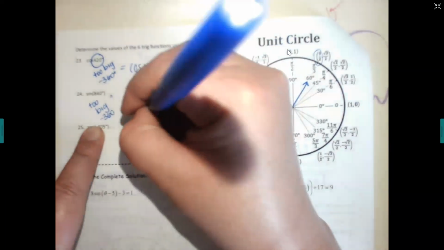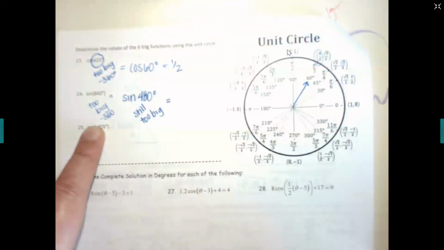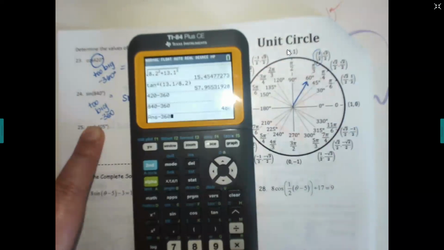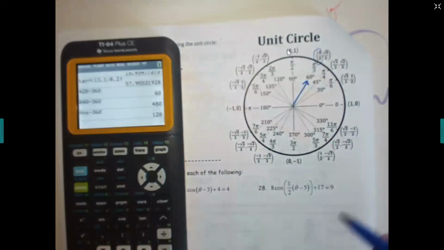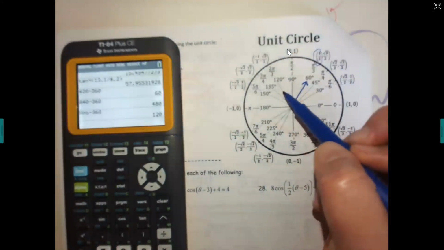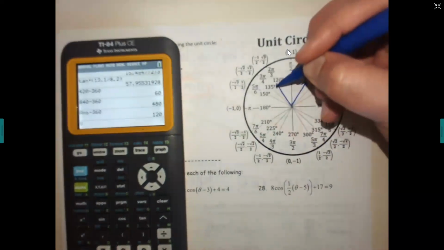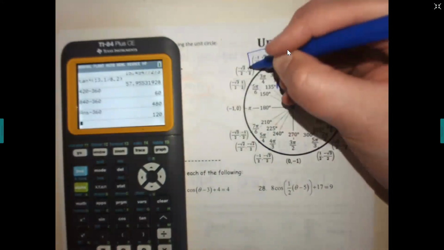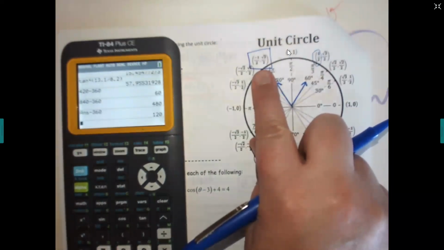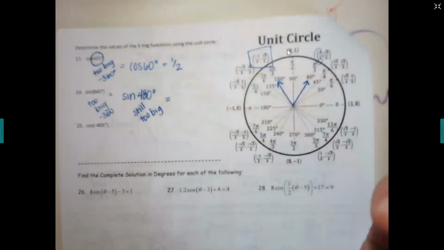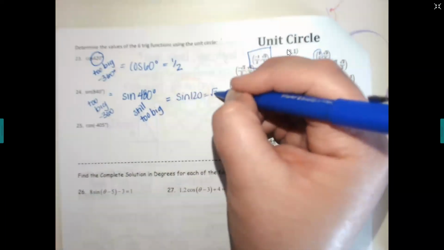Then remember, you can just minus 360 off again. So 480 minus 360 again gets me 120, and now I'm within my range on my circle that I can find that. So 120 is here. Okay, 120 is this one. Then remember, cosine's the x, sine's the y. In this case, we want the sine, so we're picking sine 120, which is root 3 over 2.